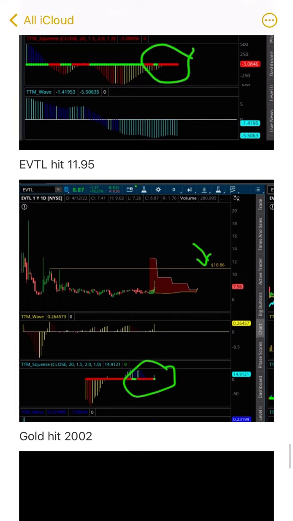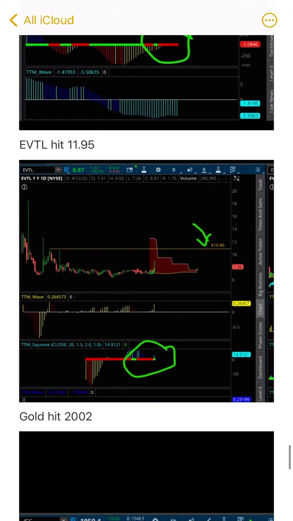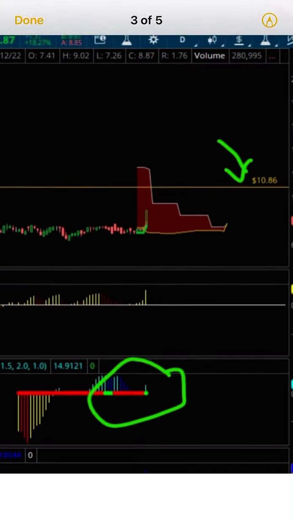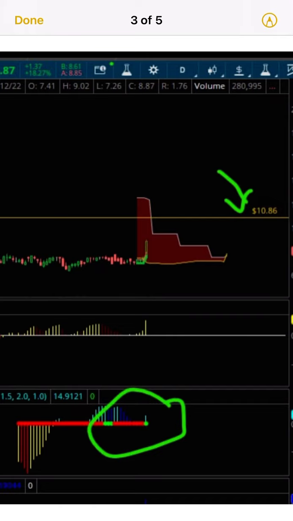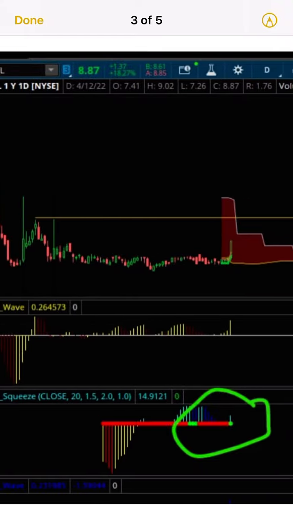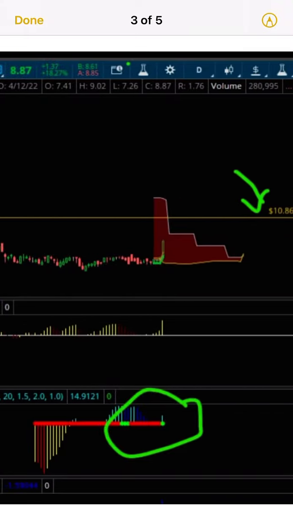Here's another one. I don't know how Ketz finds these things, but EVTL, which ended up hitting 11.95, right? And you can see all of those red dots there, and then one green dot, meaning it's currently firing long right now, right? And you can see both the waves here, TTM wave, TTM squeeze. The wave is above the 0 line, right? Those light blue and dark blue lines on the bottom, and then the yellow and dark red lines up there, they're all above the 0 line. So momentum is positive, right?